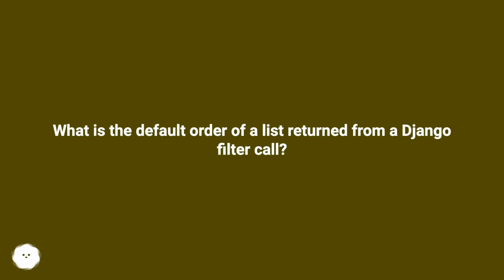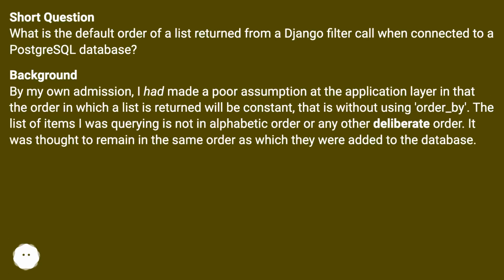What is the default order of a list returned from a Django filter call? Short question. What is the default order of a list returned from a Django filter call when connected to a PostgreSQL database?